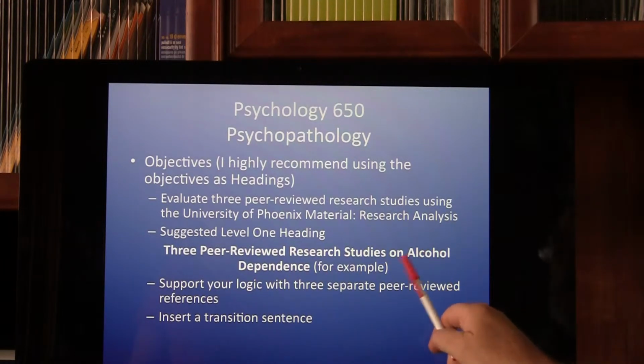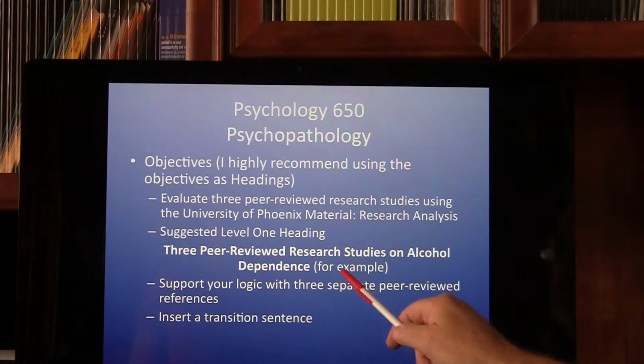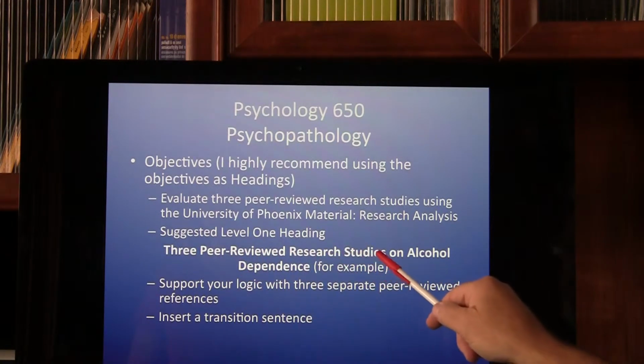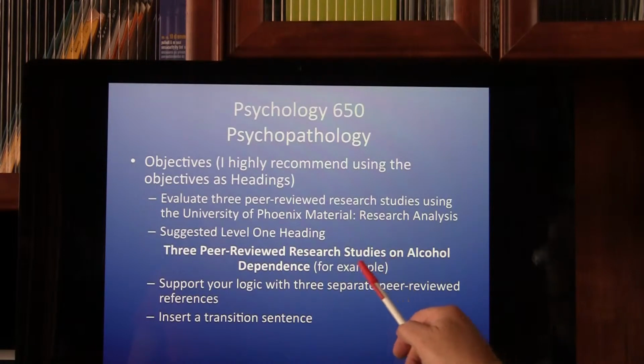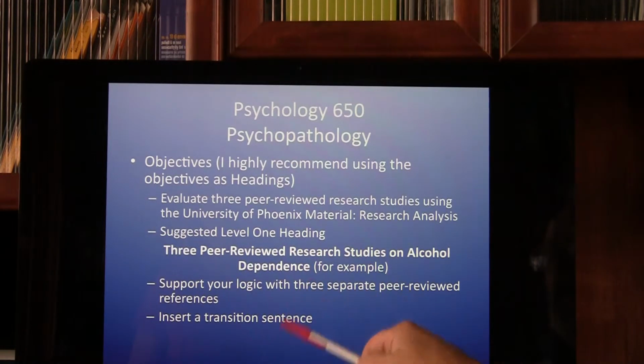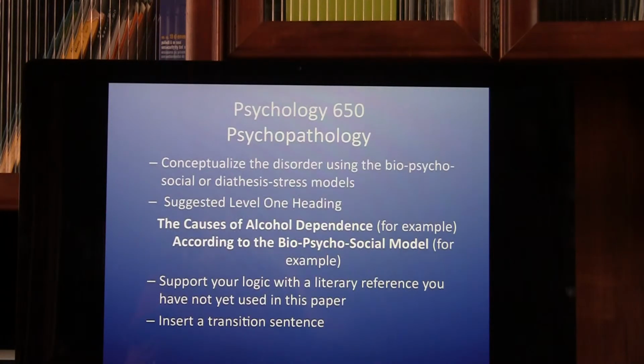And again, alcohol dependence is just an example. You could put 3 peer-reviewed research studies on borderline personality disorder. Again, please don't include, for example, in your level 1 heading. Support your logic with 3 separate peer-reviewed references, and when you're done with your material, please make a transition in the form of a sentence or 2 that moves the reader from this particular objective into the next.